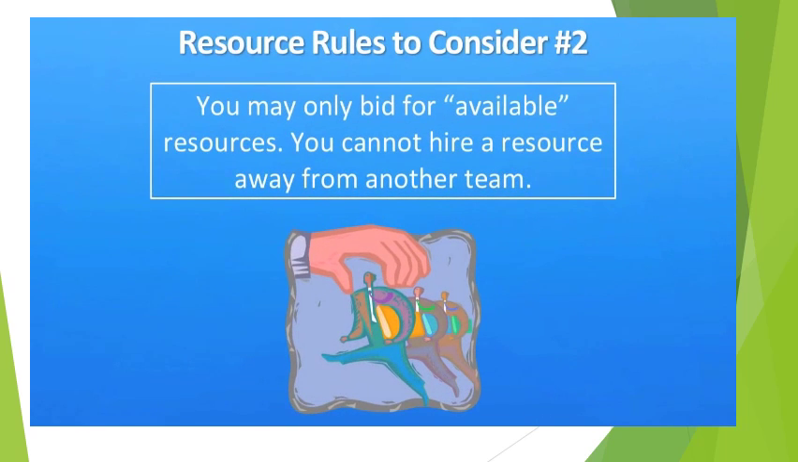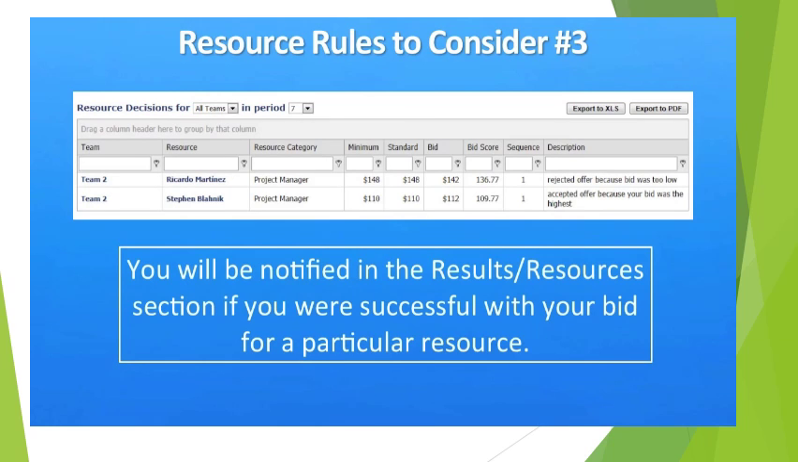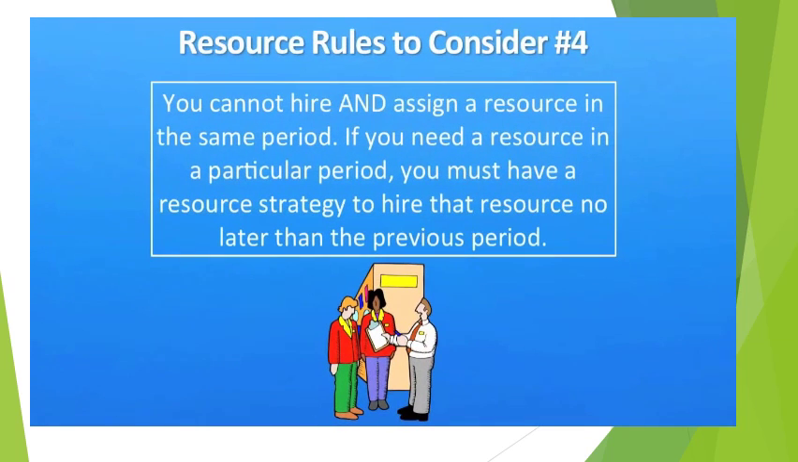You may only bid for available resources. You cannot hire a resource away from another team. You will be notified in the results section if you were successful with your bid for a particular resource. This notice is provided after your instructor processes the team decisions. You cannot hire and assign a resource in the same period.